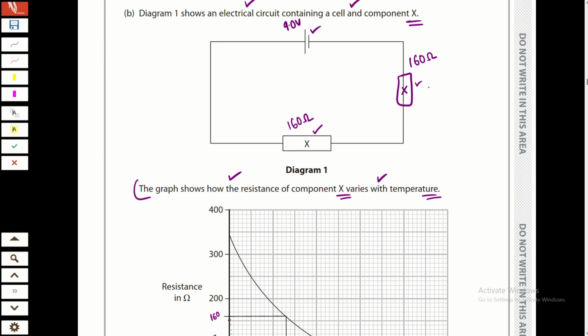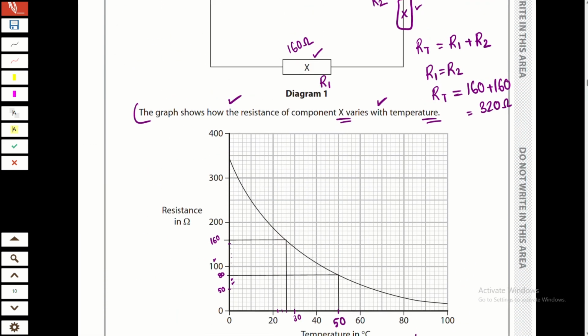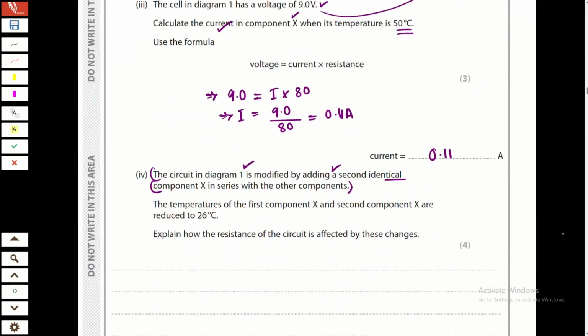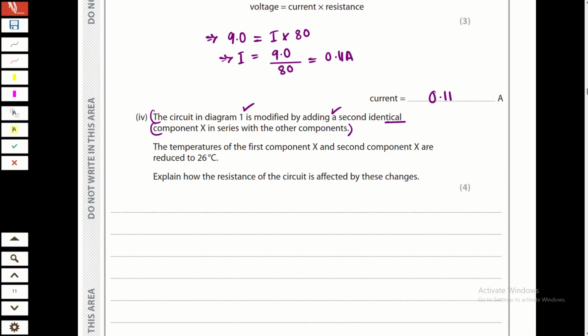So in a series circuit, the resistance needs to be added. The total resistance in a series circuit is equivalent to R1 plus R2, right? Let's say this one is R1 and this one is R2. We also know that R1 is equivalent to R2 in this case. Adding them together, we get the total resistance as 160 plus 160, which is 320 ohms. Previously it was 80 ohms, but now it's 320 ohms, which means the resistance of the circuit has increased.